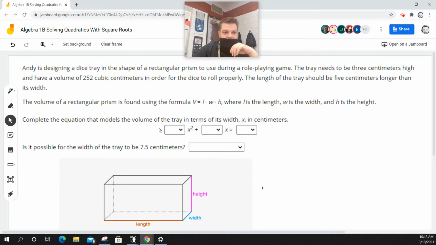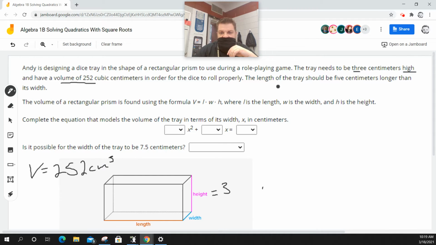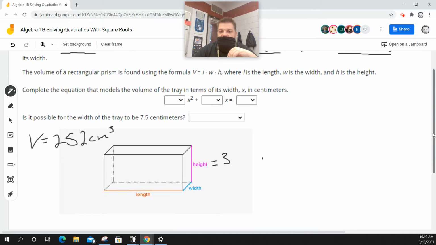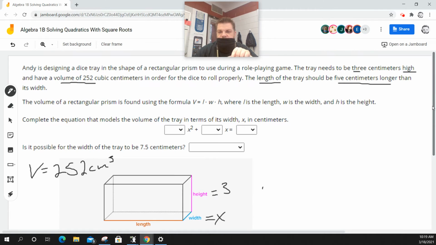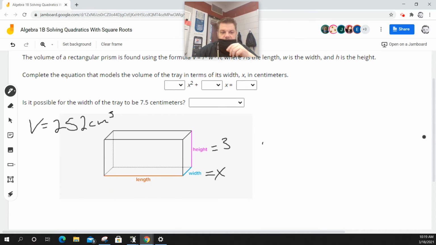Now we're going to unpack some things. The tray needs to be 3 centimeters high, so the height has to be 3. The volume is 252, so the volume of this box is 252 cubic centimeters. The length of the tray should be 5 centimeters longer than the width. What did they tell us about the width? Nothing. We don't know anything about the width, so I'm going to label that X. But they did tell us the length was 5 centimeters longer than the width. In other words, X plus 5 is the length.